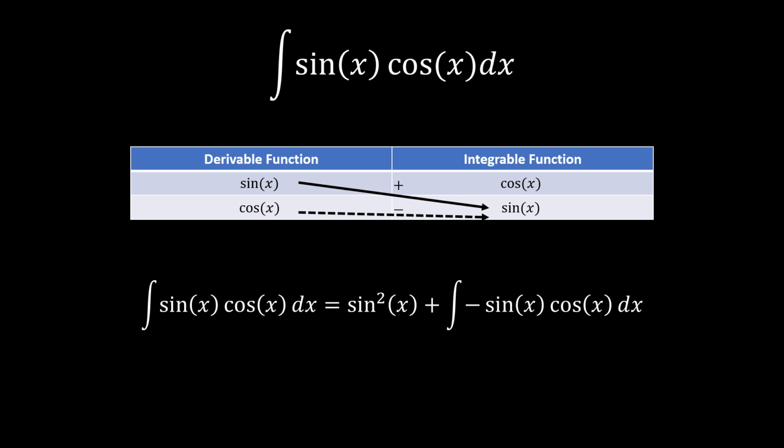Well, doing our tabular method, we get our first and only diagonal being sine of x times positive 1, being sine x squared. And then we can use our horizontal, our last row, as the integral of cosine of x times negative 1 times sine of x dx. Rearranging a bit just to have it more in line with our first integrand.